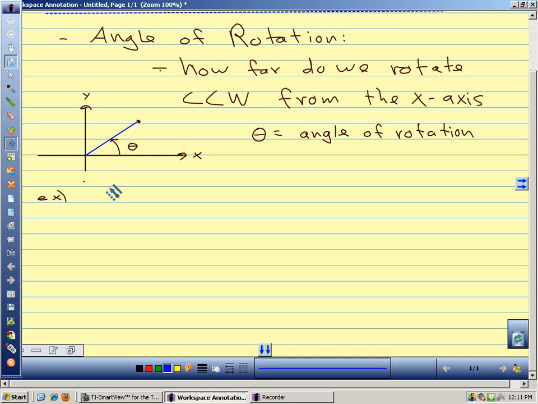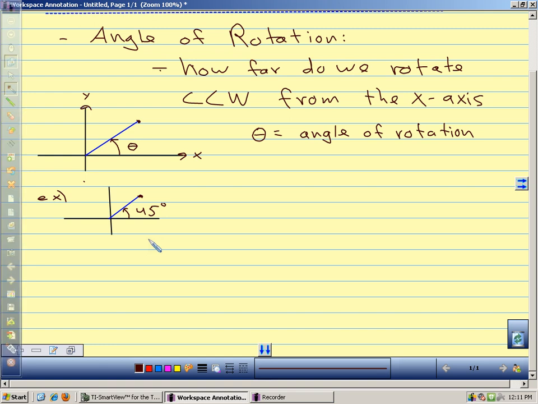So these are our axes, we're just going to do them really small because we don't need a really big picture for this. And our angle is here. Our angle of rotation is that one. And we could say that one's 45 degrees. So we're saying that angle of rotation is 45 degrees. So all we're talking about is this angle. If we rotate past the y-axis, then our angle of rotation is just bigger than 90 degrees.